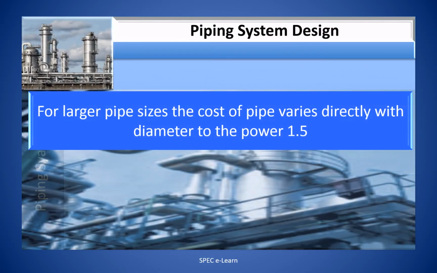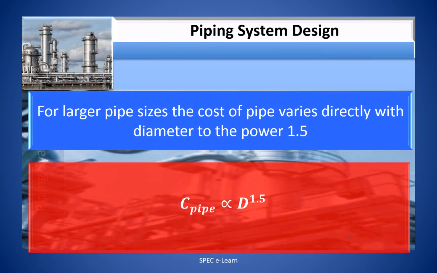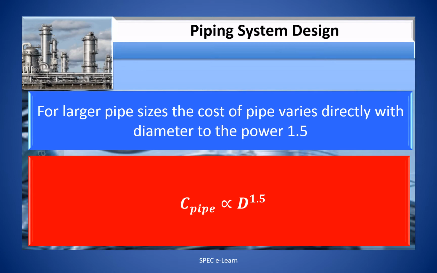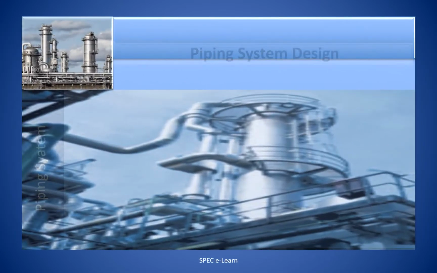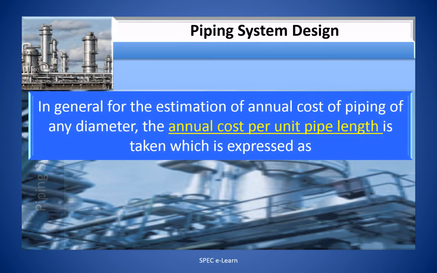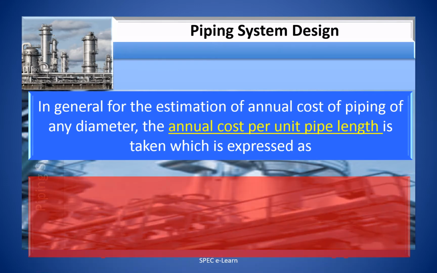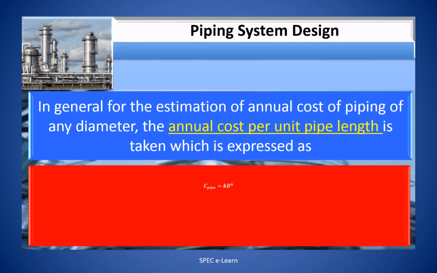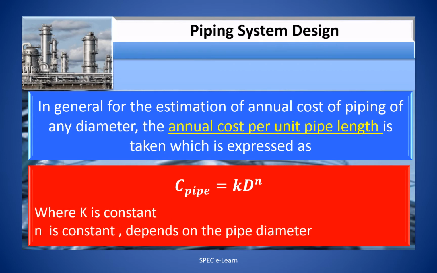For larger pipe sizes, the cost of pipe varies directly with diameter to the power 1.5. In general, for the estimation of annual cost of piping of any diameter, the annual cost per unit pipe length is taken, which is expressed as C pipe equal to K times D to the power N, where K is the proportionality constant, N is the constant which depends on the pipe diameter.